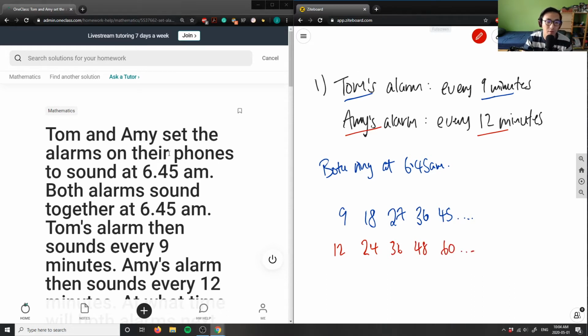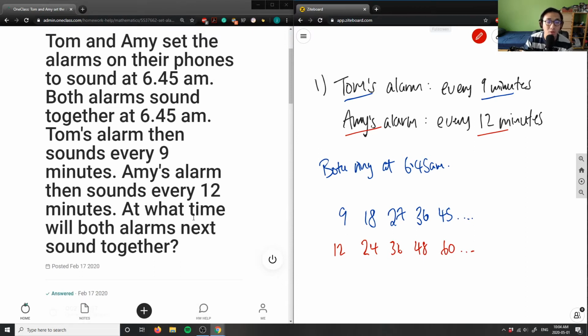And they're asking us at what time will both alarms sound together, right? So I'm looking at these numbers here, and I'm asking which one from Tom's set of numbers and from Amy's numbers are the same. And as you can see here, 36 is the common number, right? 36 is the lowest common multiple of 9 and 12. So therefore that means after 36 minutes, the alarms will ring together, right?